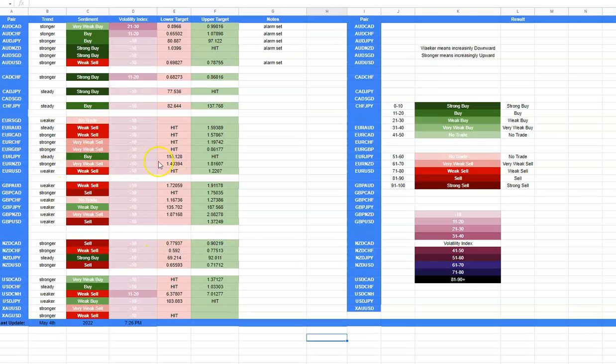So it's hit its upper target. Your NZD stronger is a very weak sell. So this may be time to buy it. Okay. Your NZD weaker, not time to buy it right now.